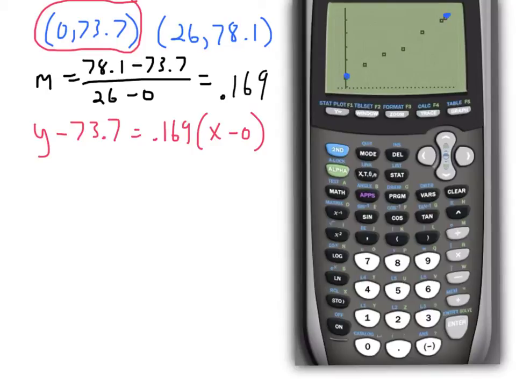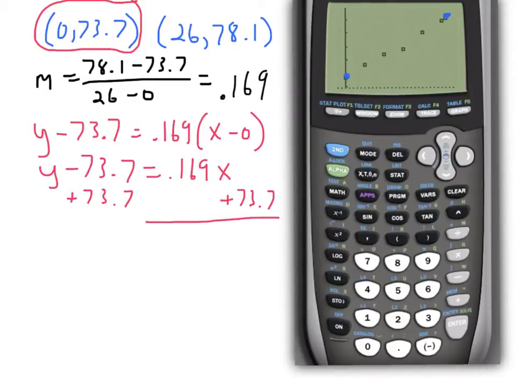And so that gives us y minus 73.7 equals 0.169x. And then when we add 73.7 to both sides, we will get our model. y equals 0.169x plus 73.7. And again, the letters that we're using are x and y.